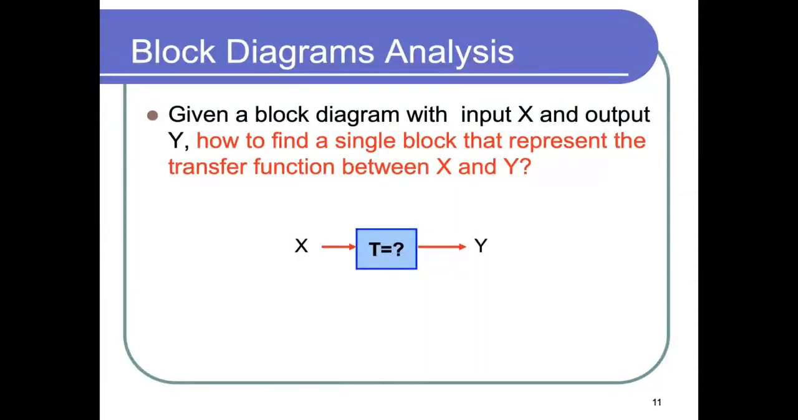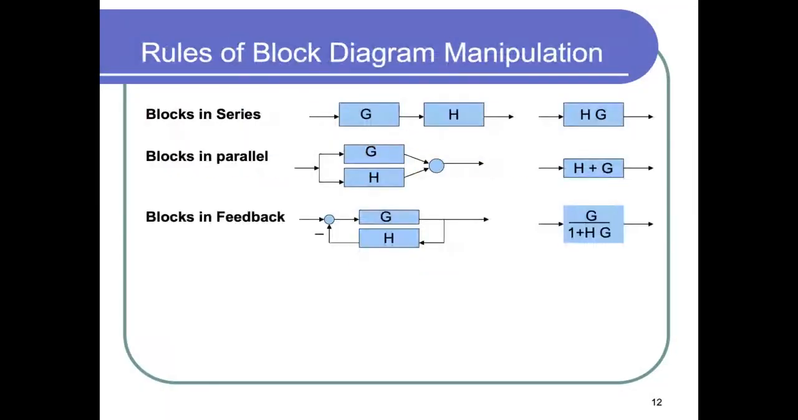So what is T in this case? We'll have multiple rules and we will see how to get it. First, let's study some basic rules. If I have blocks in series, then we multiply them. If I have blocks in parallel, then we add them up, right? So this block represents this serial combination, and this block represents this parallel combination.